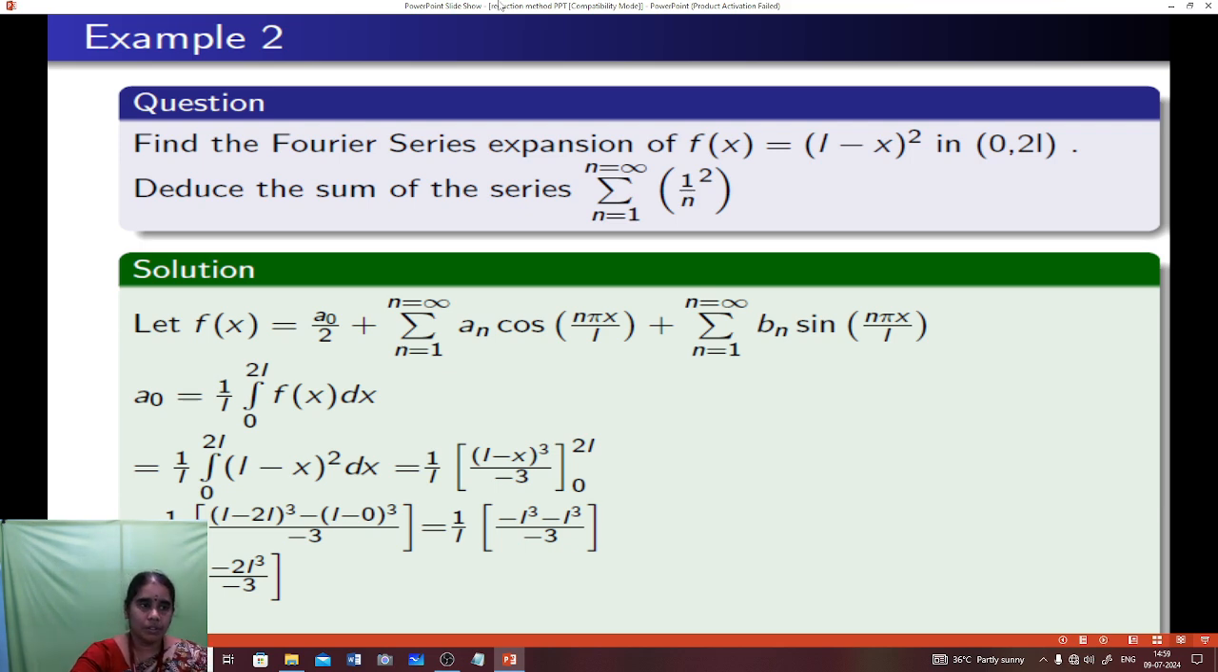Question number 2. In our first question, we just calculated for the interval 0 to 2 pi. For the second question, we are moving to the second interval, 0 to 2l. Same thing as pi.